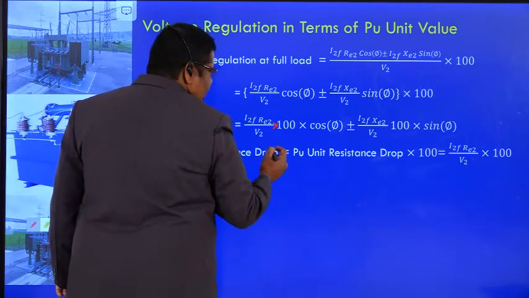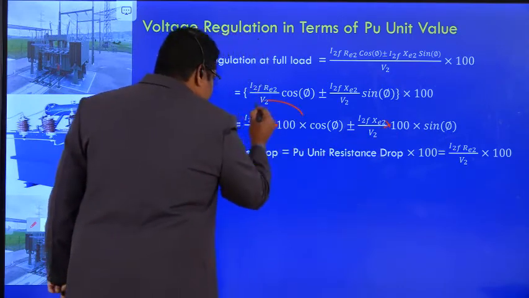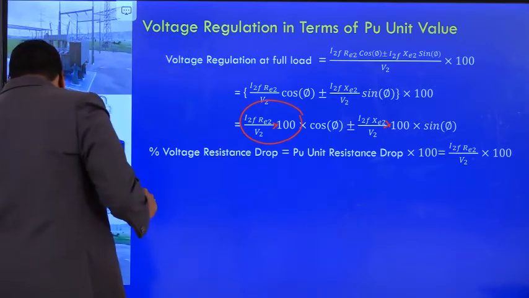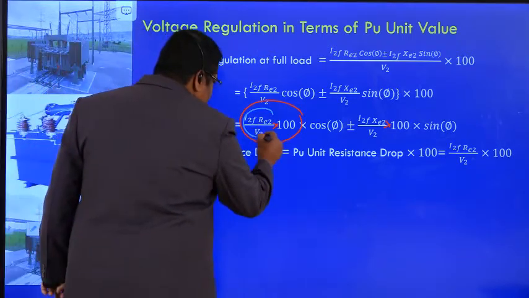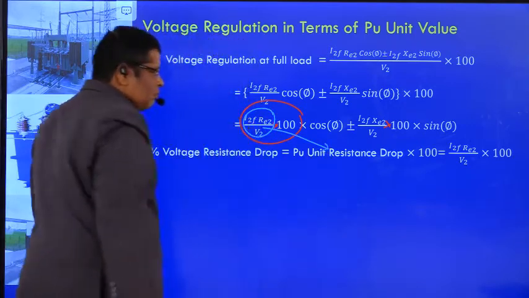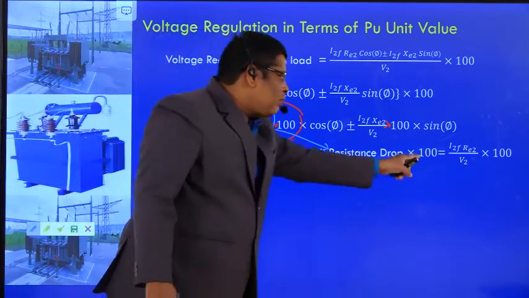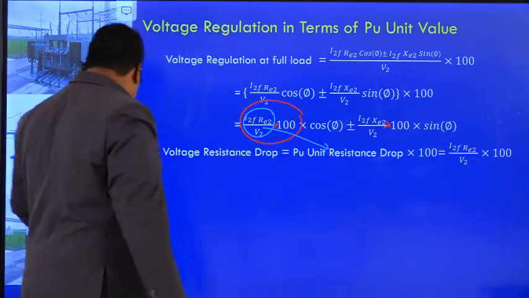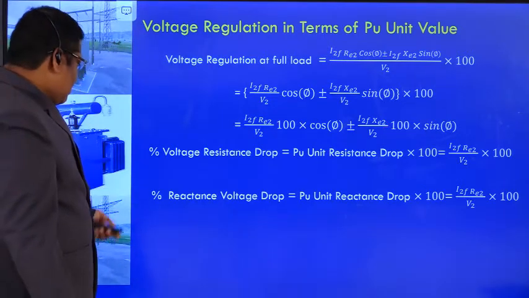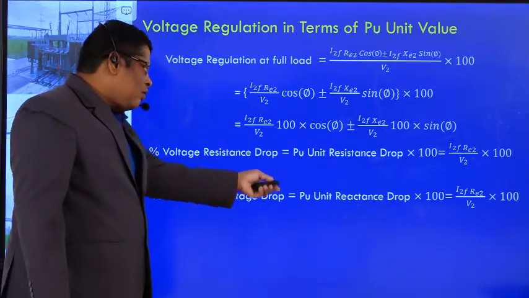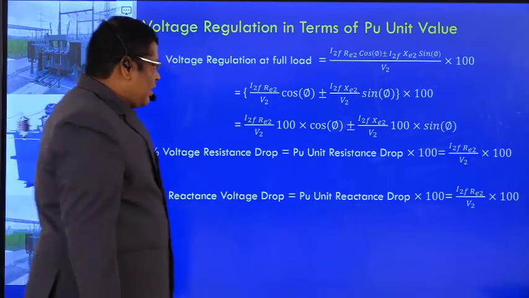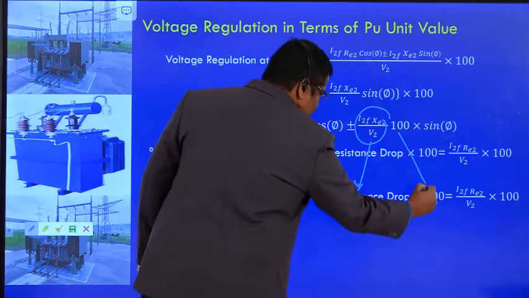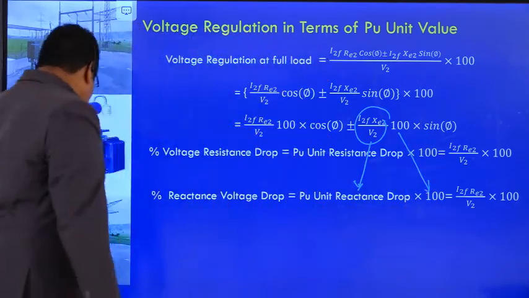Here we are getting 100 into 100, so this is the percentage resistance drop. That is equal to the per unit resistance drop into 100. In the same manner, the percentage reactance voltage drop is equal to the per unit reactance drop into 100.